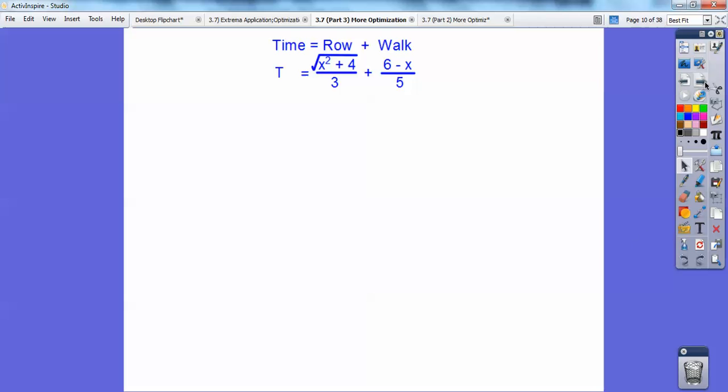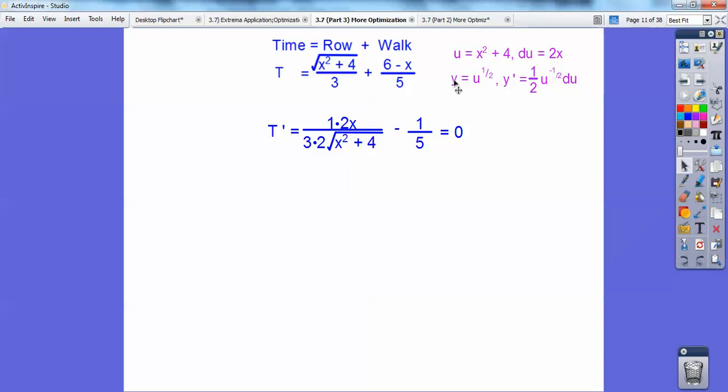So here we go. Do a little u substitution for this radical. I let u equal the inside stuff, so du is 2x. So I get y equals u to the 1/2, and when I take the derivative of that, it becomes 1/2 u to the negative 1/2, which is 1 over 2u to the 1/2. Don't forget your du goes on top. So here's my du on top over 2 root u on the bottom. And don't forget the 3. There's that 3. And the derivative of this guy is negative 1/5.